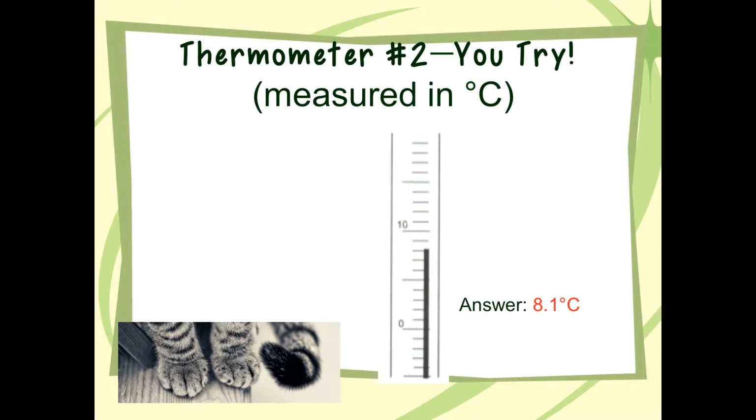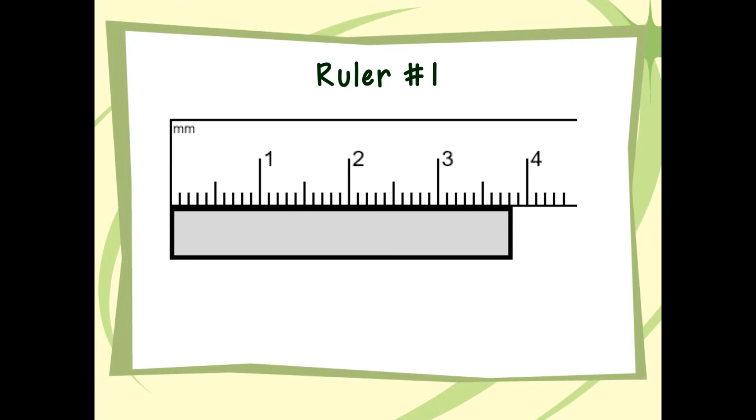All right, how are you doing? Any questions? If you have questions, go ahead and pause the video and ask your teacher. Let's try some others. How about a ruler? Now this ruler is measured in millimeters, and this is 3 and this is 4. So again, it must be going up by 0.1s. 3.0, 3.1, 3.2, 3.3, 3.4, 3.5, 3.6, 3.7, 3.8.